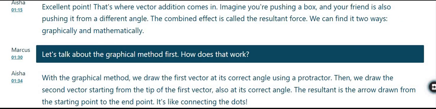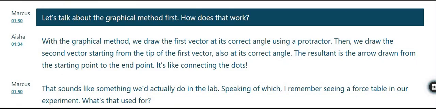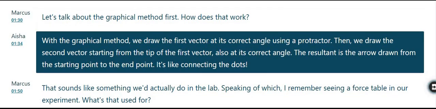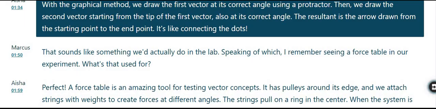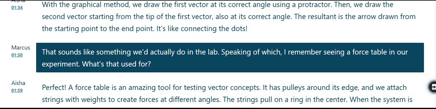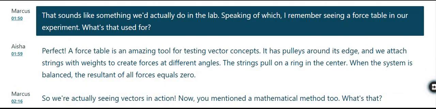Let's talk about the graphical method first. How does that work? With the graphical method, we draw the first vector at its correct angle using a protractor. Then, we draw the second vector starting from the tip of the first vector, also at its correct angle. The resultant is the arrow drawn from the starting point to the end point. It's like connecting the dots. That sounds like something we'd actually do in the lab.